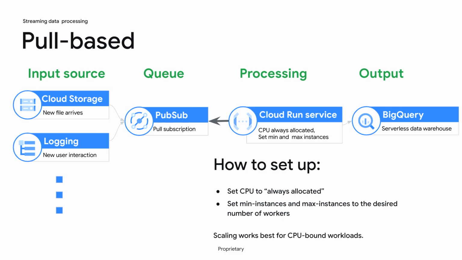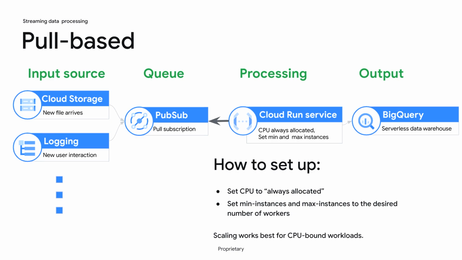What this means is, by default, your Cloud Run services only get CPU allocated when they're actually processing requests, because this lets Cloud Run give you that great billing model where we only charge you when your service is actually processing a request. But when you're doing streaming data processing, when you have pull-based workers, you don't have any requests coming in, so you want CPU all the time. So you set CPU to always allocated, and then you set your min and max instances.